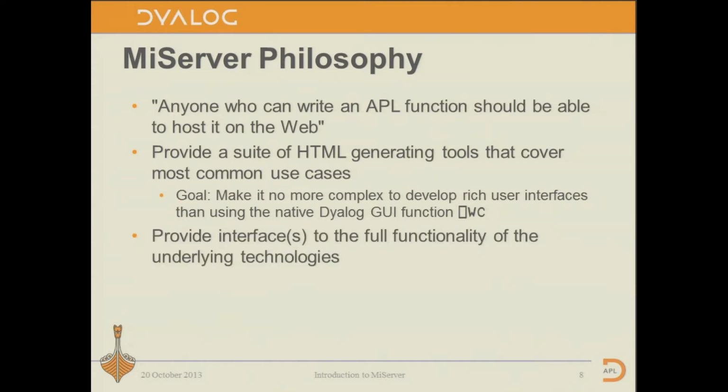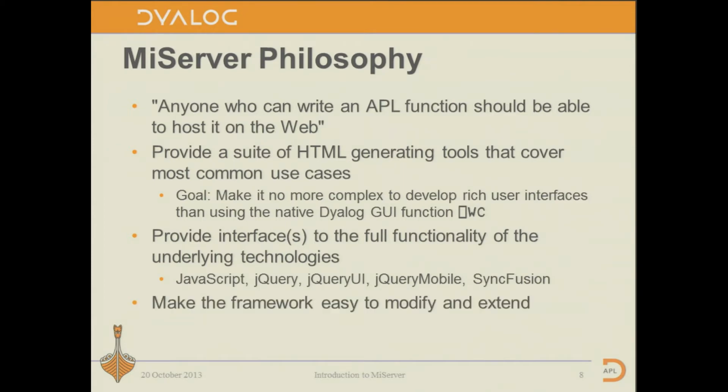But we also want to provide interfaces to the underlying power of some of these JavaScript libraries and such to people that want to make and are able to make use of that. So we would look at JavaScript, jQuery, jQuery UI, jQuery Mobile, Syncfusion. And we want to make the framework easy to extend and modify, which means that you can add APL extensions, and you can also incorporate other third-party JavaScript libraries easily into the MiServer framework.